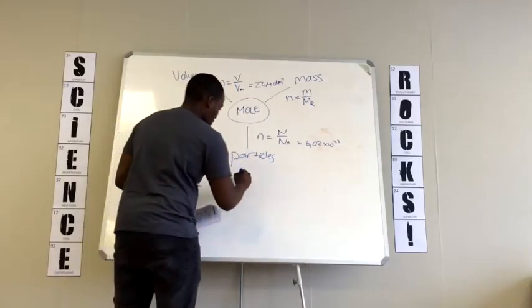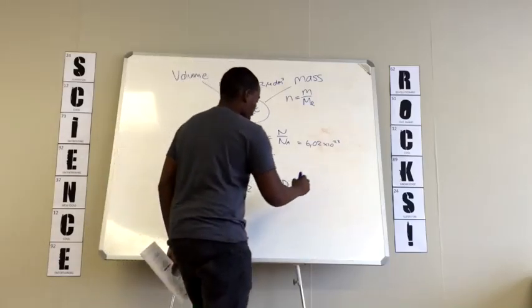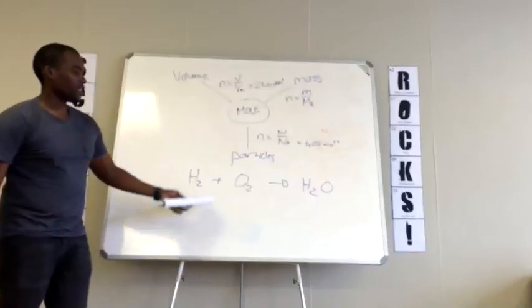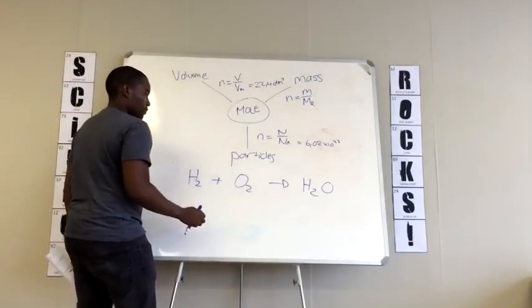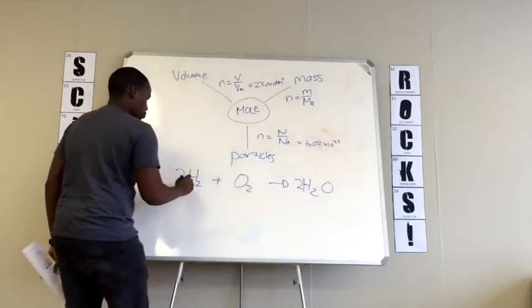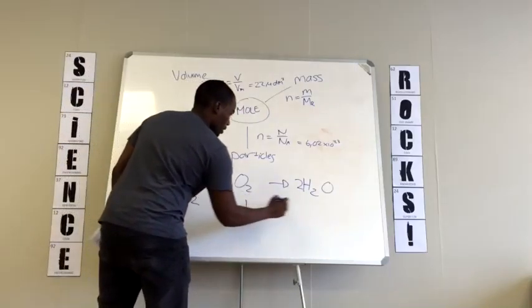Get some oxygen, put them all together, add a bit of energy, and then you end up with water. Is that balanced? No. What am I missing? So I've got 2 oxygens there, 1 oxygen there, put a 2 there, now I've got 4 hydrogens, put a 2 there. Balanced, yeah? Okay, so now we've got 2, 1, 2.